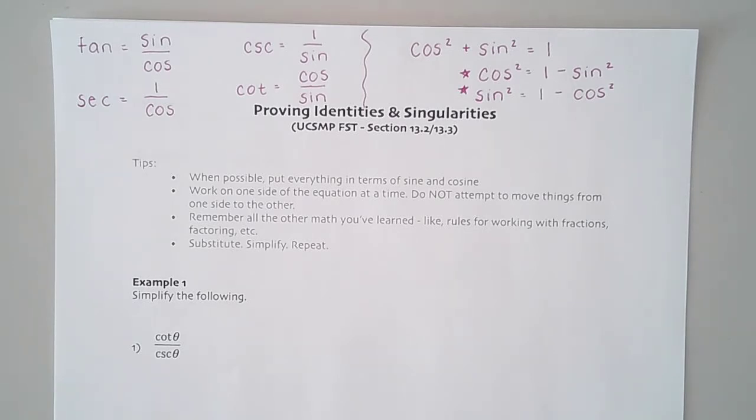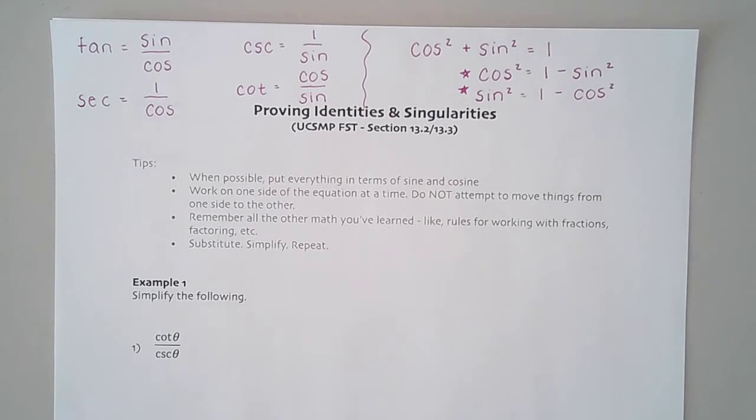Okay. So when we are proving, there's going to be a lot of this that's similar to other algebra that we've done. We're going to be combining like terms. We're going to be working with fractions. That's what this third bullet point is mentioning. Sometimes we're going to do some factoring, lots of fun stuff like that. What we are not allowed to do is move things from one side of the equation to the other.